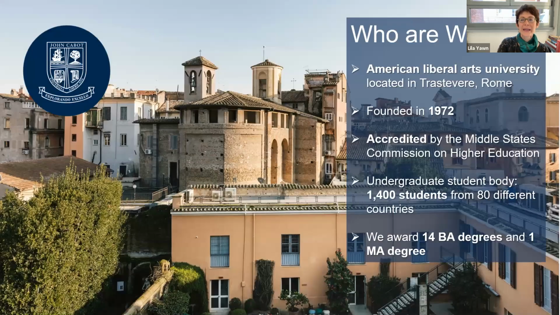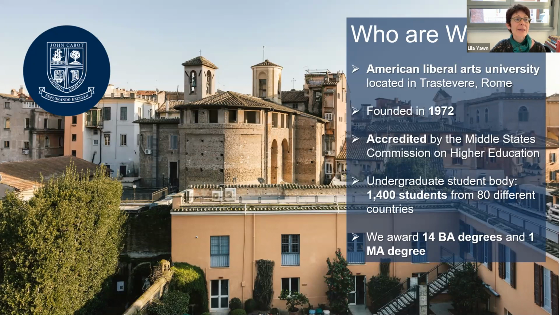First of all, who are we? Who is John Cabot University? What is John Cabot University? First, it's a wonderful institution. I've worked here for 15 years now. I love it. I feel very, very fortunate to teach here. John Cabot is an American liberal arts university in Trastevere. You see a beautiful view in this slide out over Trastevere from the roof terrace of one of our campuses.